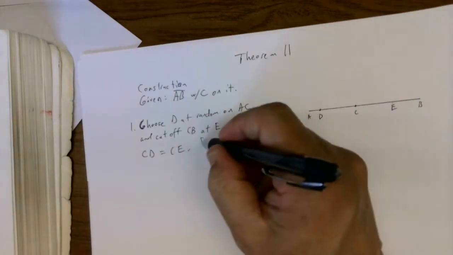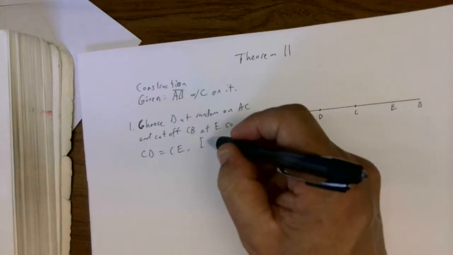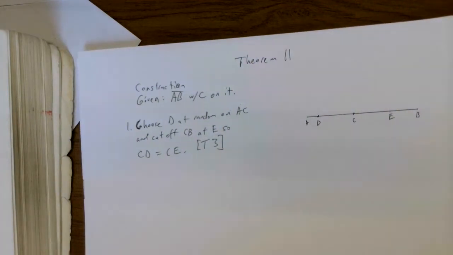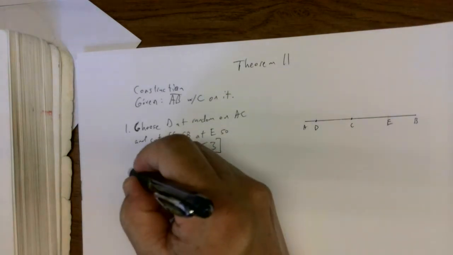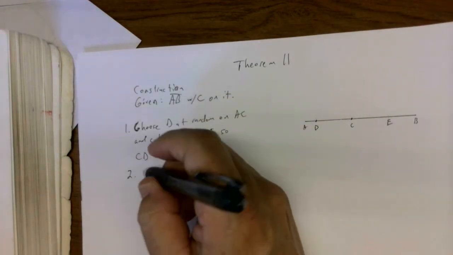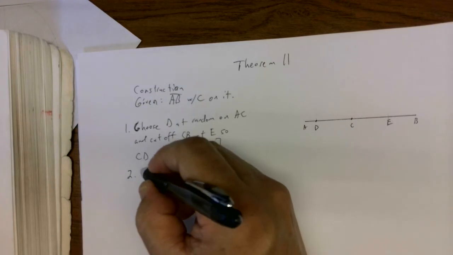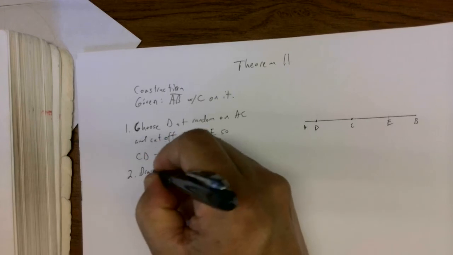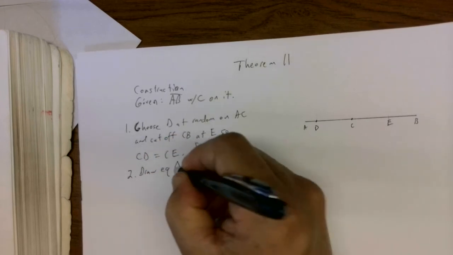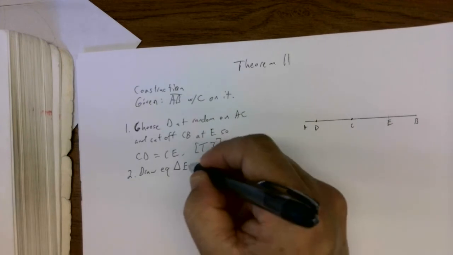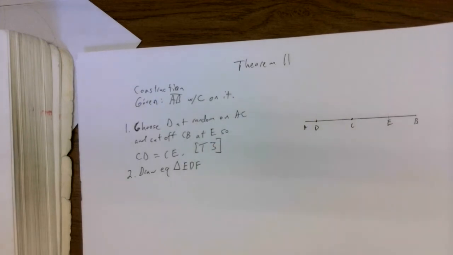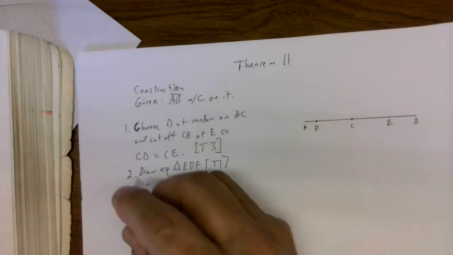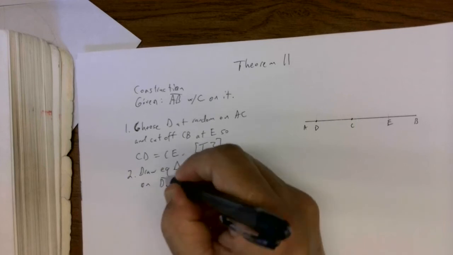All right. So what theorem is that? Class? Theorem 3. That's theorem 3. Cut off a longer line to equal a shorter one. All right. And then step 2 is we're going to do a theorem 1. On DE, construct equilateral triangle DEF. Oh, I called it EDF. Doesn't matter. That's theorem 1.